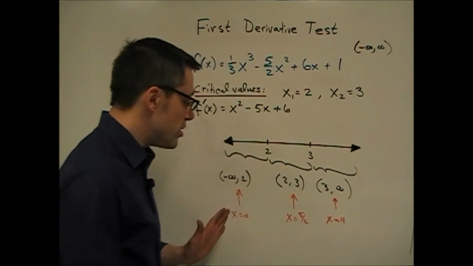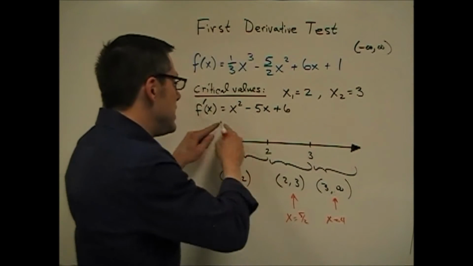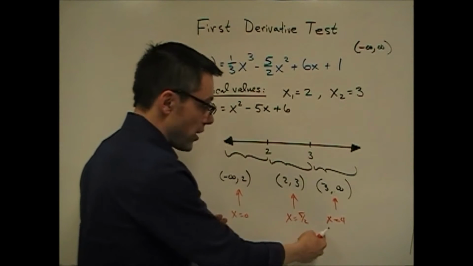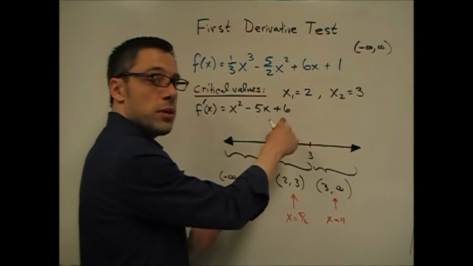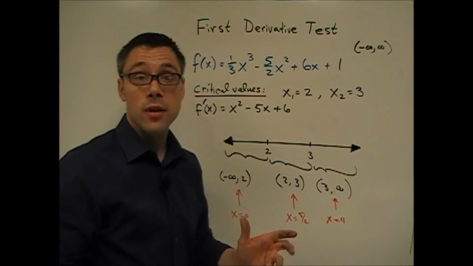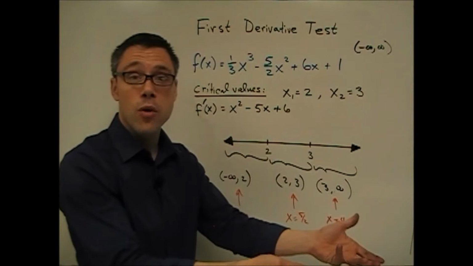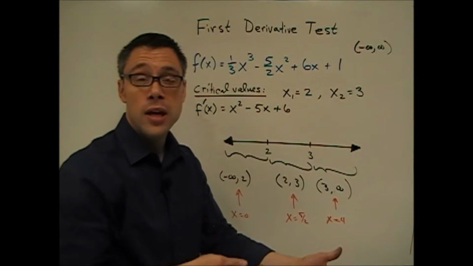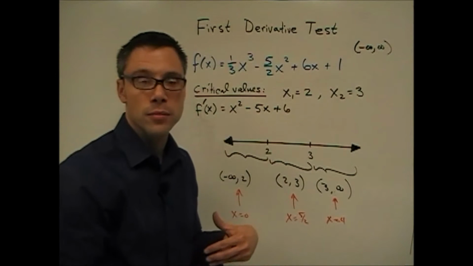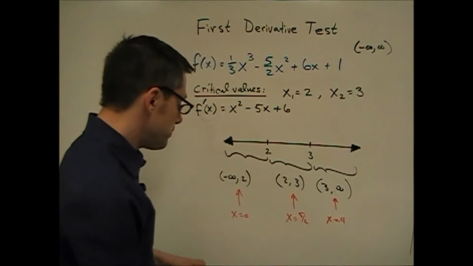And again, what I need to do is test each one of these values in the first derivative, by taking these values, putting them in for x up here, and determining whether or not the derivative is positive or negative. Of course, if the derivative is positive, we know the function is increasing on that entire interval. If the derivative is negative, that means the function is decreasing on that entire interval. Okay? So let's go ahead and check.